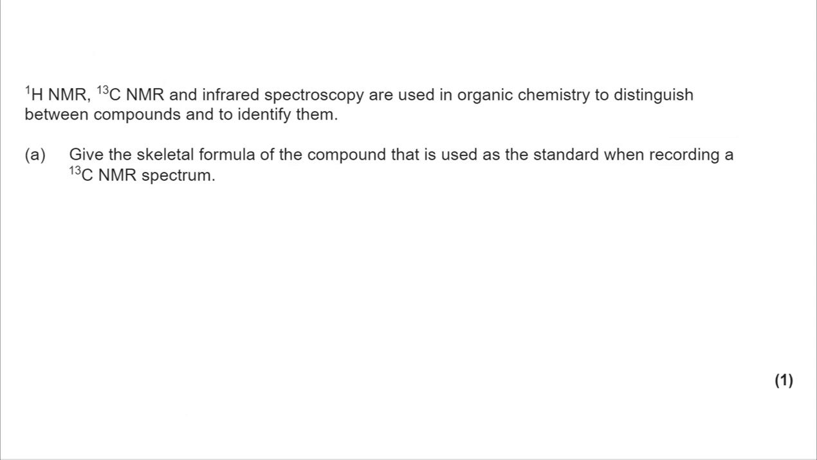So let's go back to Part A, and we've got here something that is in common with proton NMR and carbon-13 NMR. We use a compound that's used as the standard when recording a carbon-13 NMR spectrum, and it is used in proton NMR as well. Now, you simply have got to remember this. You need to know the name of it, you need to know the structure of it, and then you need to read the question carefully, because this very specifically says the skeletal formula. And what we want is Si(CH3)4. So each of those sticks is going to a CH3, and the name for this is tetramethylsilane.